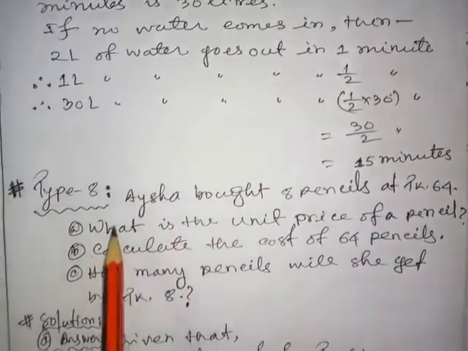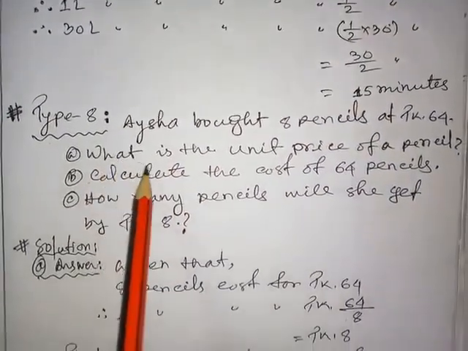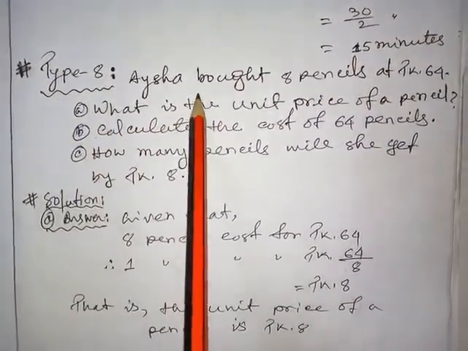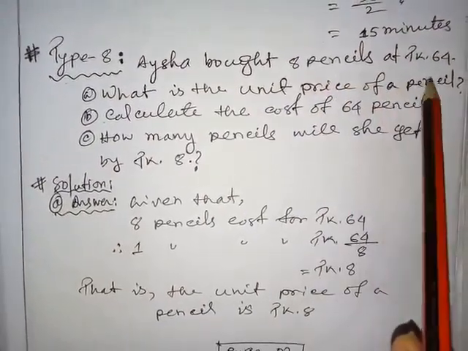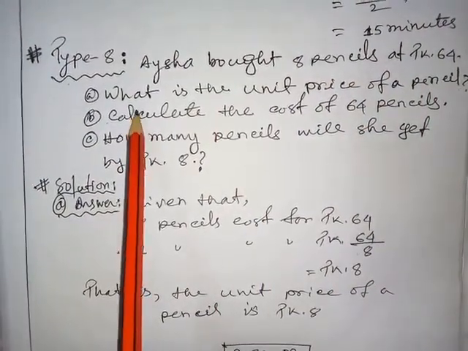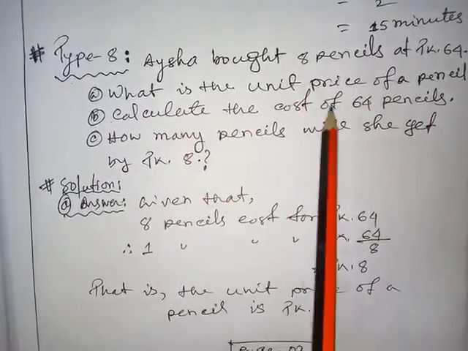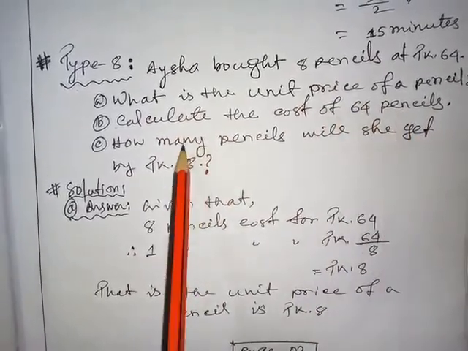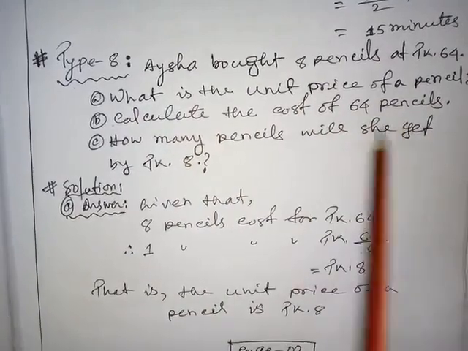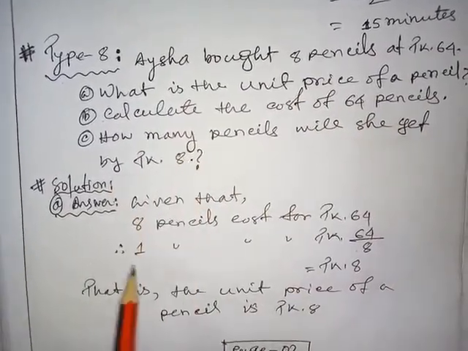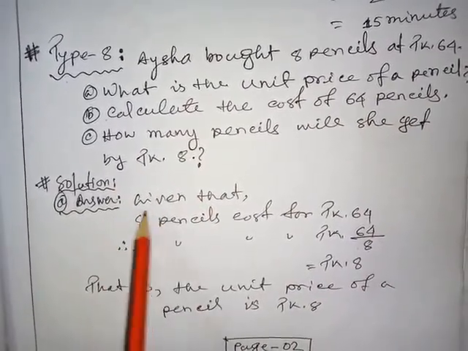Now let us start the type 8 creative questions. Aisha bought 8 pencils at Taka 64. And the first question is, what is the unit price of a pencil? B: calculate the cost of 64 pencils. C: how many pencils will she get for Taka 8? Let us start the solution.